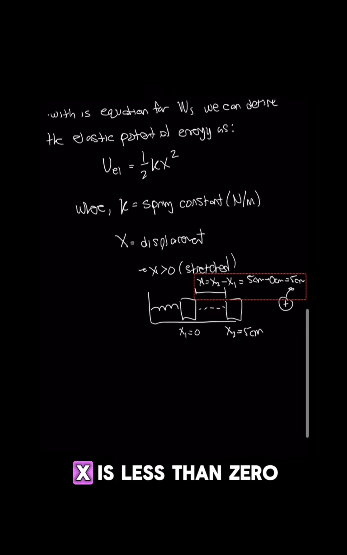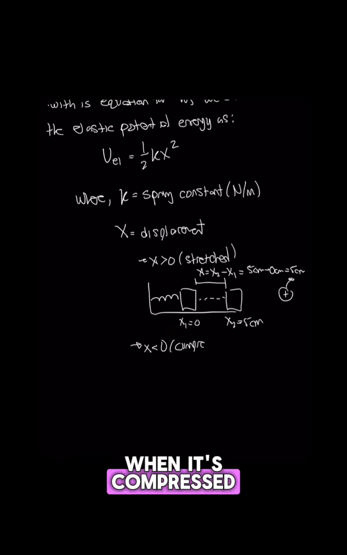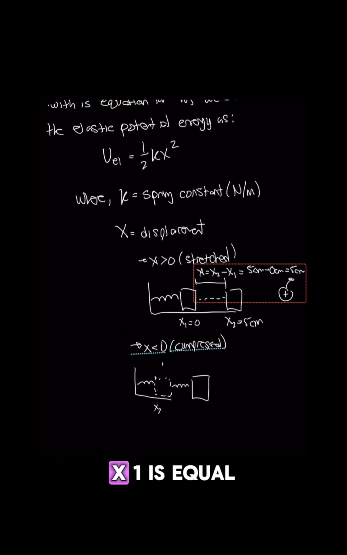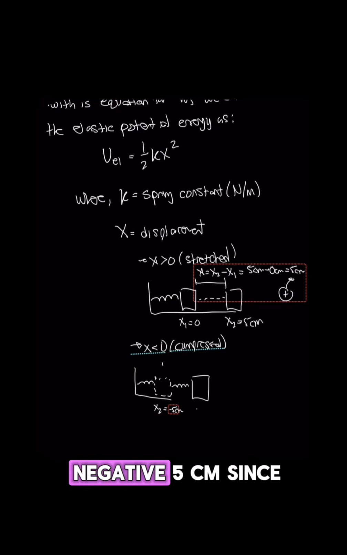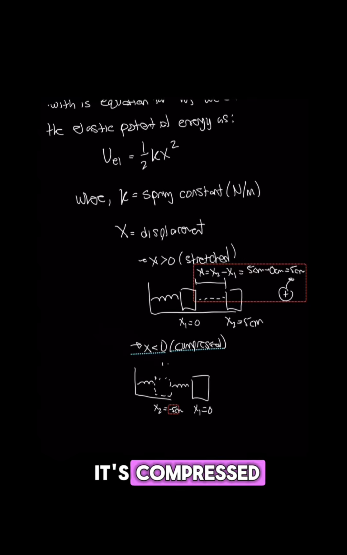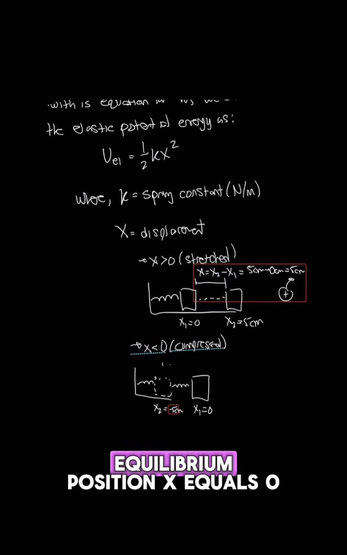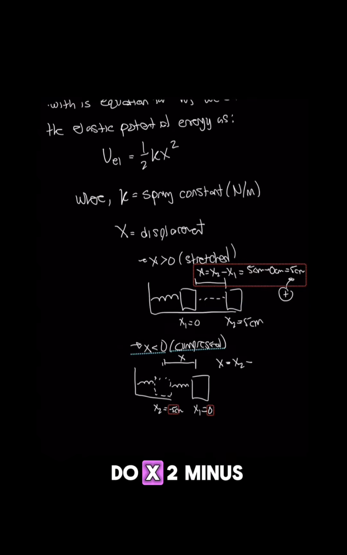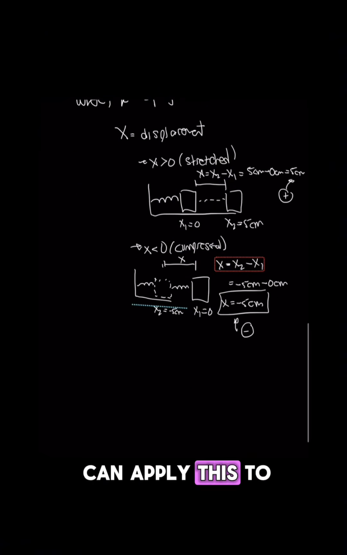The condition where x is less than 0 is going to be when it's compressed. So if we look at our diagram here, x1 is equal to 0, but x2 is going to be equal to negative 5 centimeters. Since it's compressed, it's on the left-hand side of the equilibrium position, x equals 0. And so if we do x2 minus x1, we get a negative. We can apply this to our example.